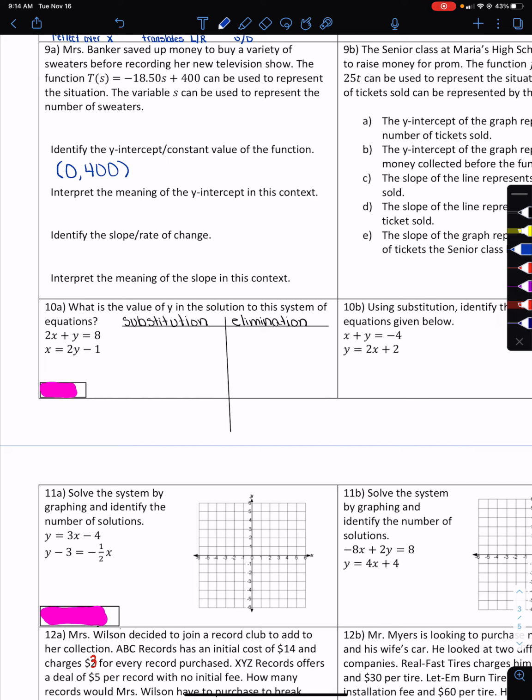Okay, what does that mean? So what is 400 talking about? Is it talking about 400 sweaters or $400? Well, I don't know if Miss Banker has $400 sweaters, but I'm going to go with that since we're talking about the cost, we're talking about money. So this is going to be $400 before purchasing sweaters. So that's what she started with.